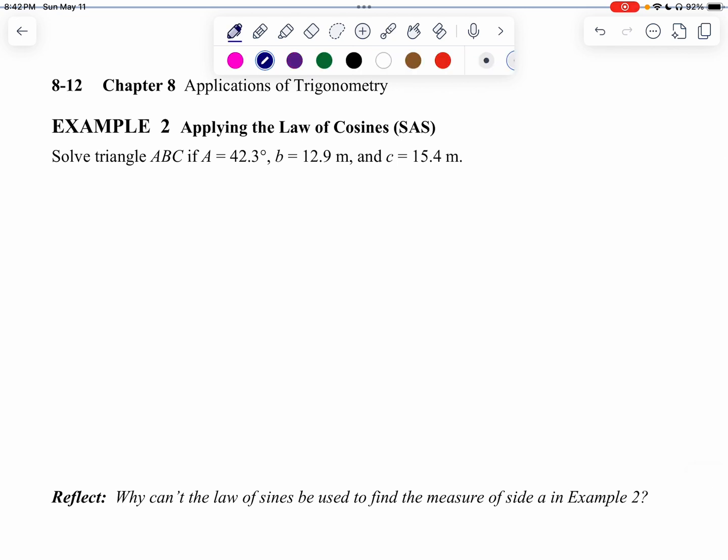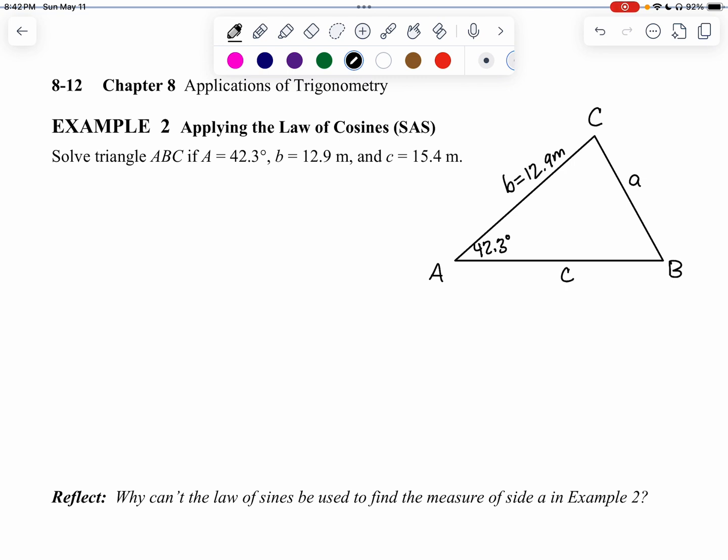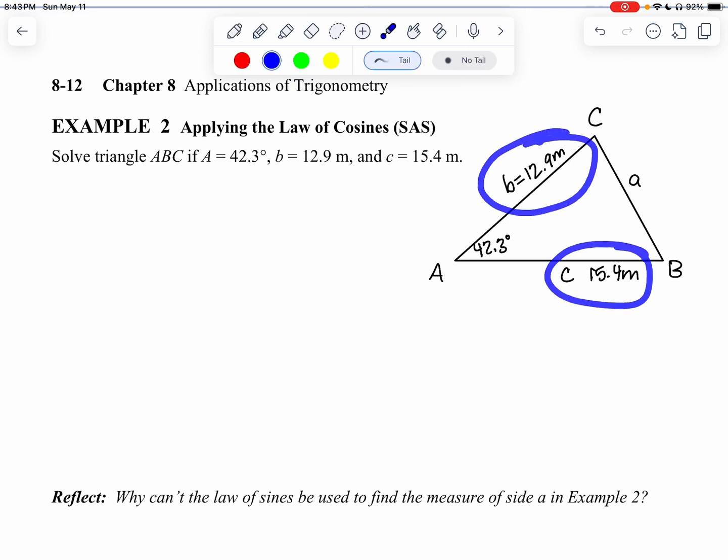Okay, we can also do this even when we don't know what the triangle is going to look like, but we can do a rough sketch of triangle ABC. So here we have triangle ABC, and angle A is 42.3 degrees, side b is 12.9 meters, and side c is 15.4 meters. And remember, to solve the triangle means to find every other side and angle that we don't know. So what we know the most about are the sides.